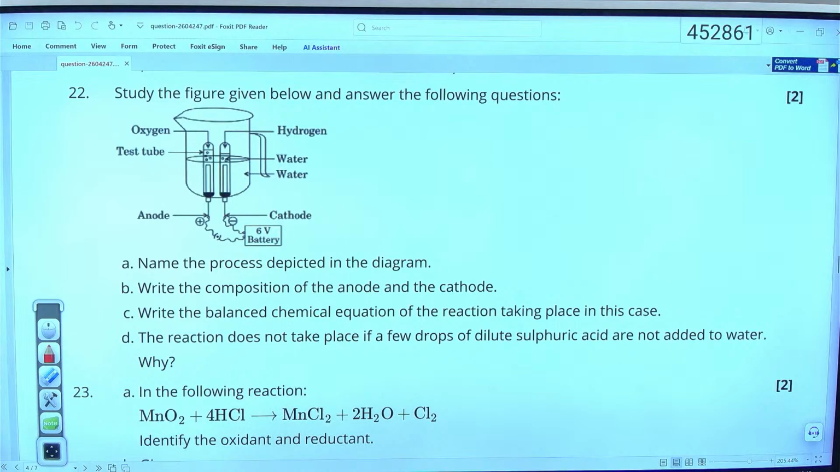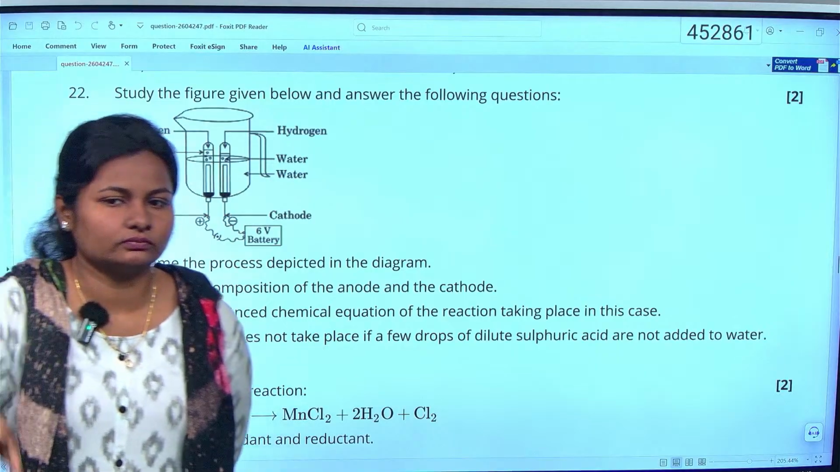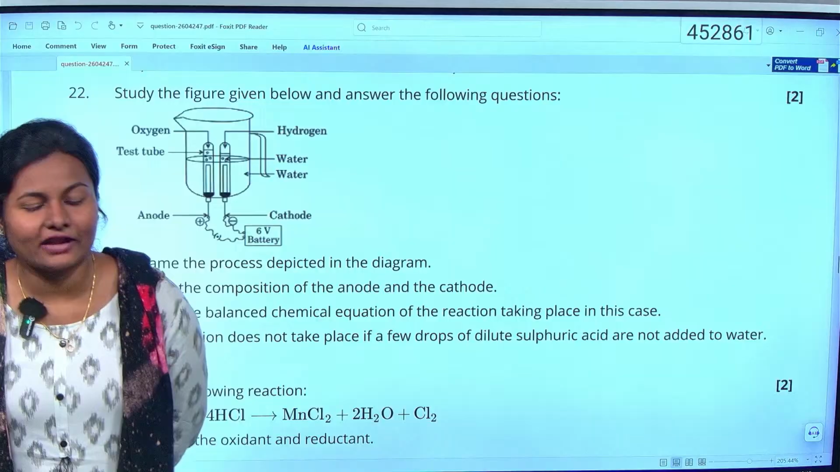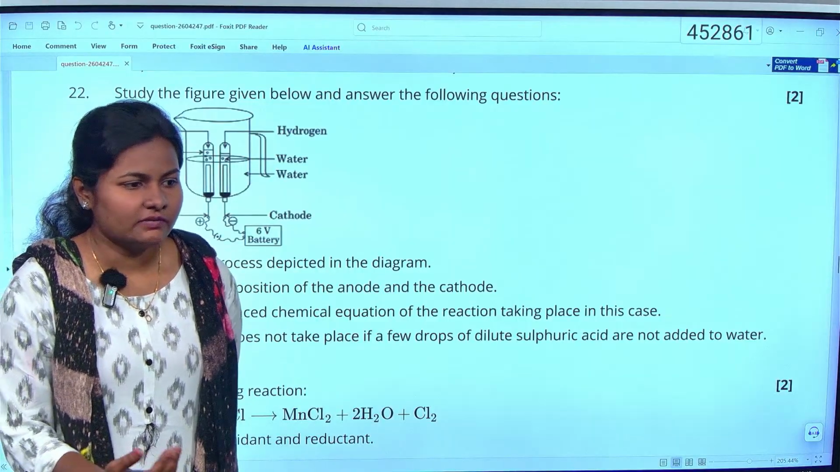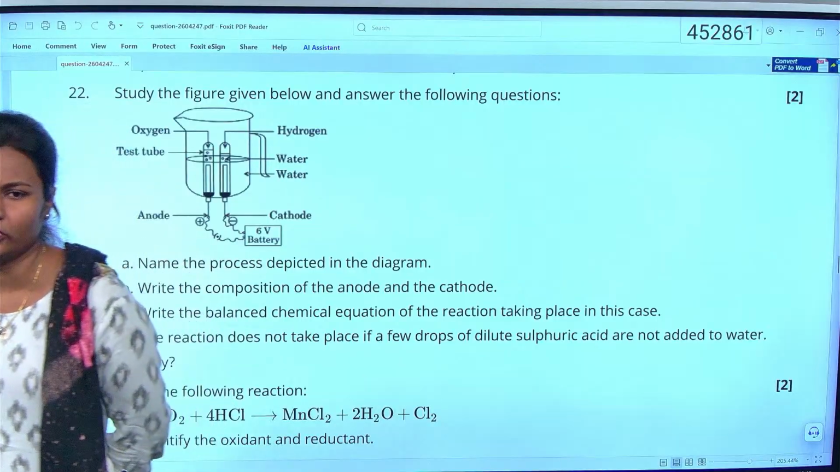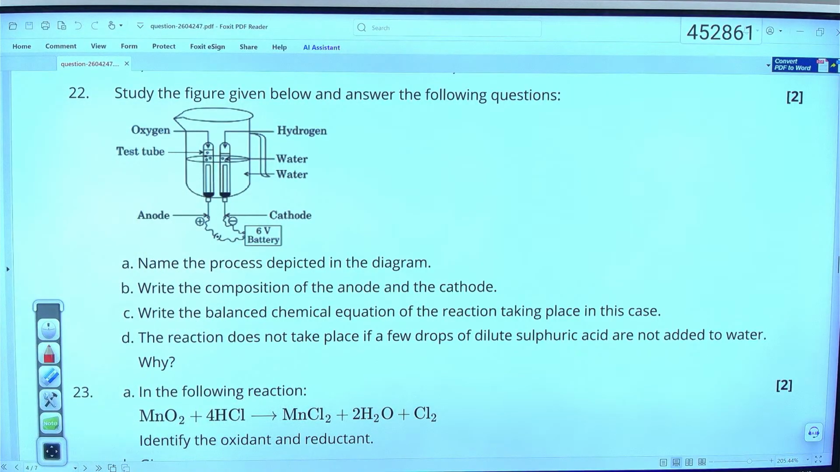Okay? So in electrolytic refining of copper, what are our cathode and anode? Cathode is pure metal. At the anode there is an impure block of metal. Here, when we decompose water, what we take is graphite electrode.